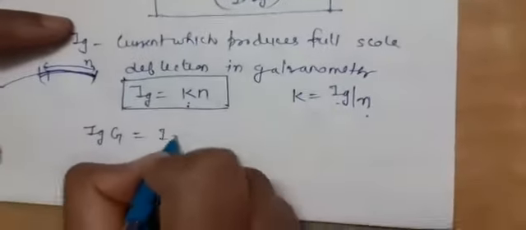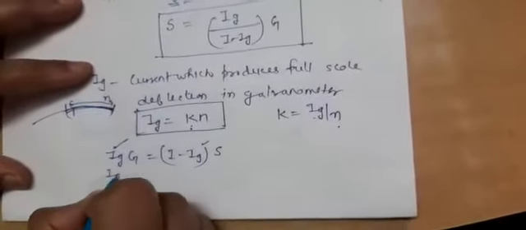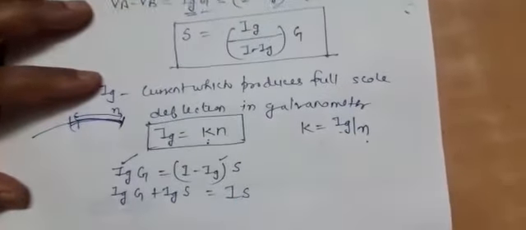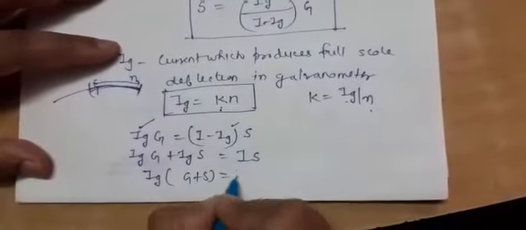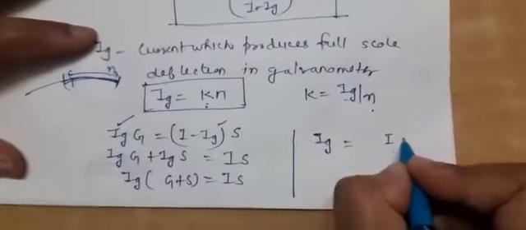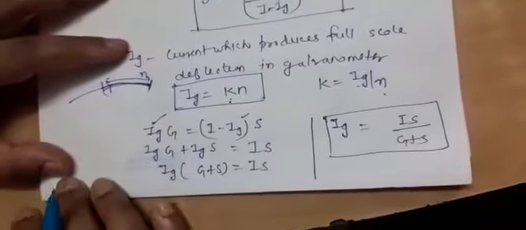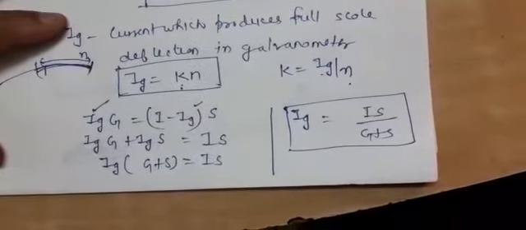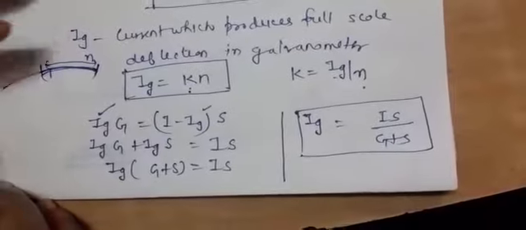Ig G equals (I minus Ig) into S. So taking Ig on the same side, Ig G plus Ig S equals I into S. Now taking Ig common, here (G plus S) in the bracket. So Ig will be equal to I S upon (G plus S). So this is the value of current through the galvanometer in terms of total current, the resistance of the galvanometer, and the shunt resistance.